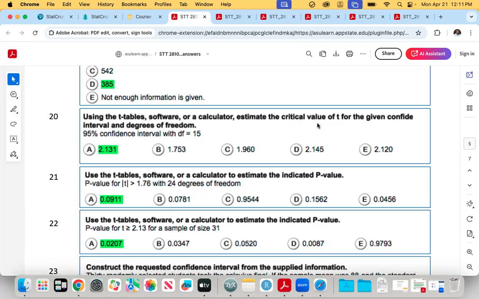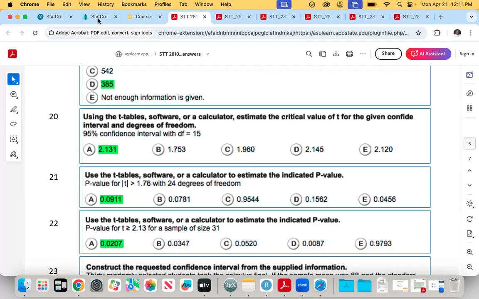What information do we have? We have the confidence level and the degree of freedom. Since the degree of freedom is 15, it means that the sample size is 16, because the degree of freedom is the sample size minus 1 for one sample. So we can see that the sample size is 16. But how are we going to get the critical value T?